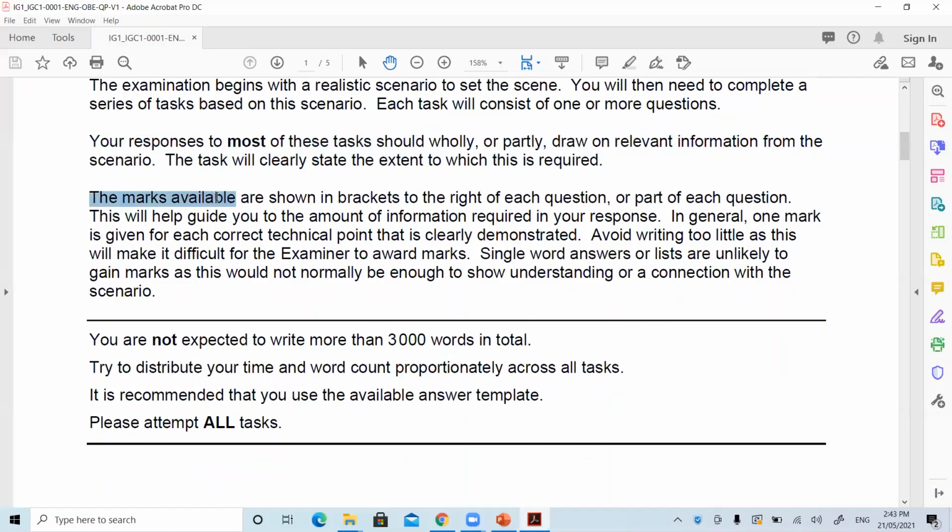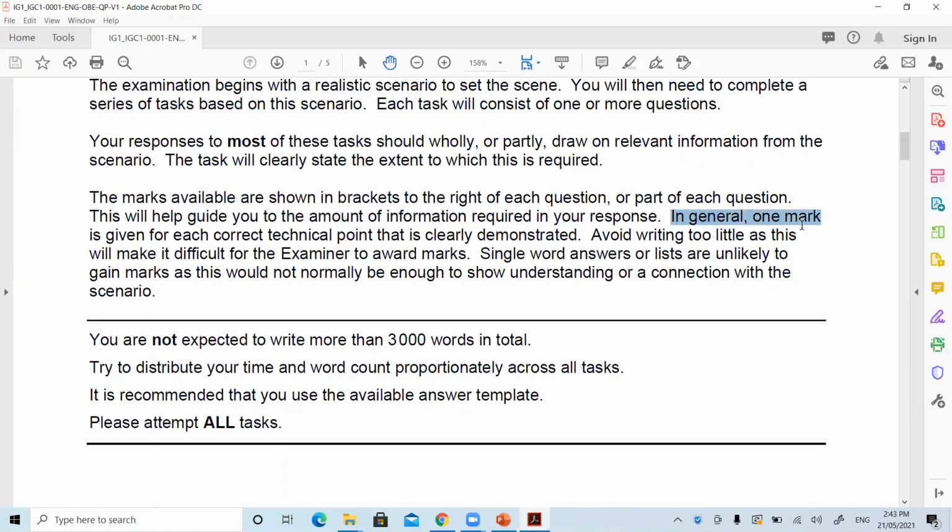Next, the marks available are shown in brackets to the right of each question. This is very, very important to remember. So the marks available are shown in brackets to the right of each question or part of question. This will help guide you to the amount of information required in your response. So the number of marks will guide you how much information you need to put in your answer.